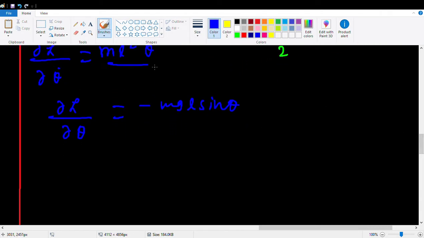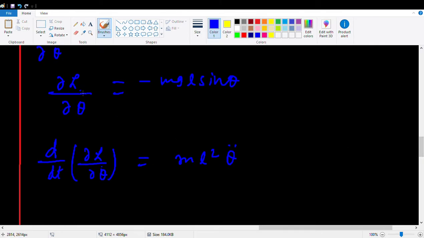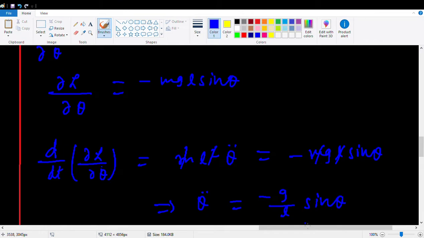Let's take the time derivative of this. It will give you ml square theta double dot. Now I have to equate it with this, with minus mgl sine theta. Now, of the two L's, one L cancels out, and theta double dot gives me minus g by L sine theta.